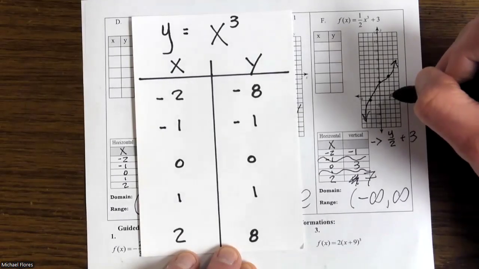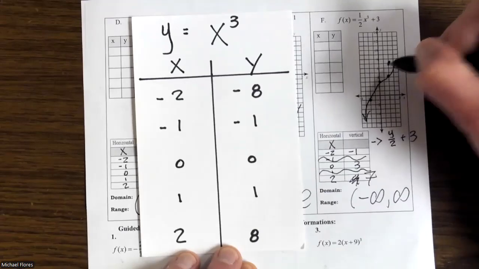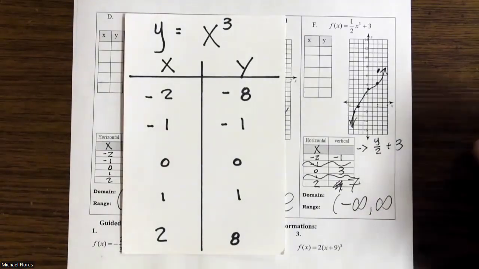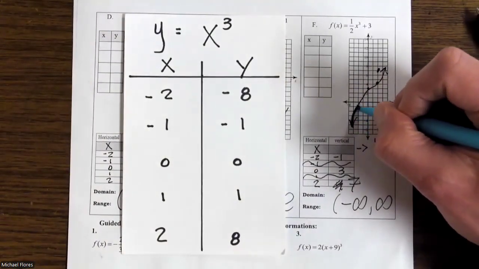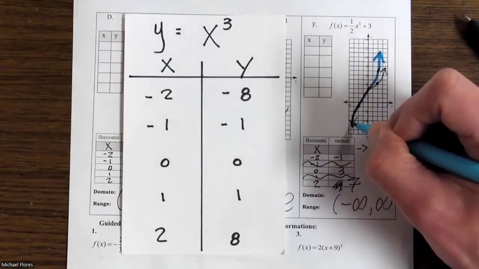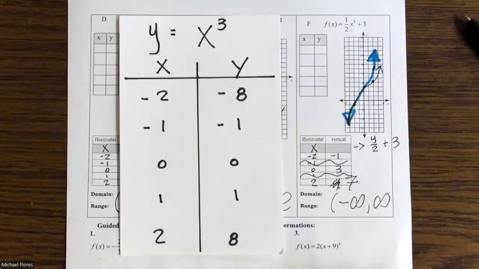So right, 2 up. That's where it should be. So let me get a different colored pen here. It should look like that. There you go. Apologies.